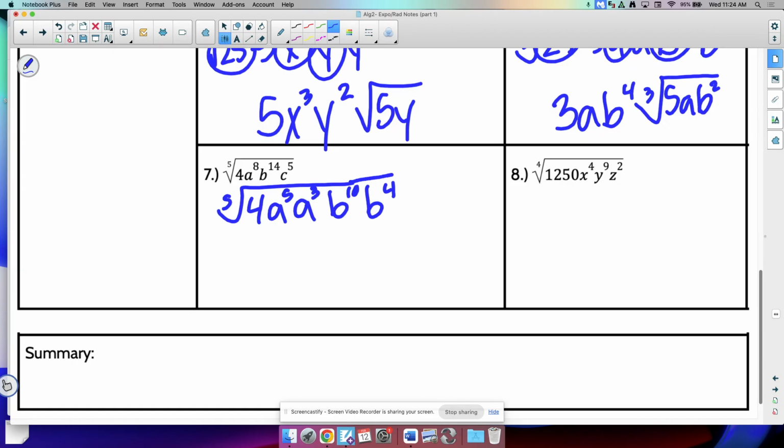And then C to the 5. Is 5 evenly divisible by 5? Yes. So just leave it. So take the time to write out that line because that line has the good and what's left over.